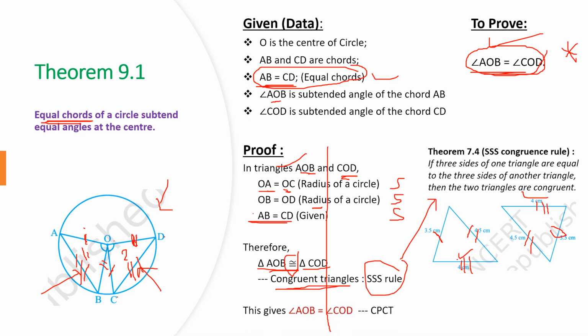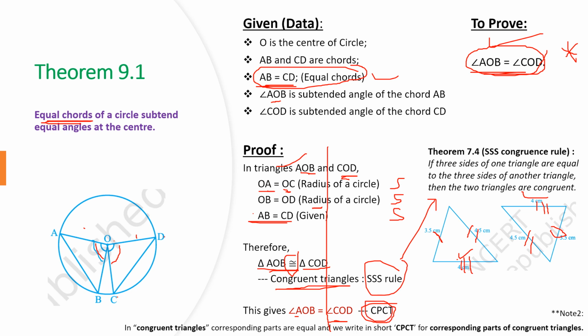Then because those two triangles are congruent, we know by concept that angle AOB is equal to angle COD. Angle AOB means what is that angle? This angle AOB is equal to angle COD. Why? That is from this formula, CPCT. What is CPCT? Let's go to the next one.